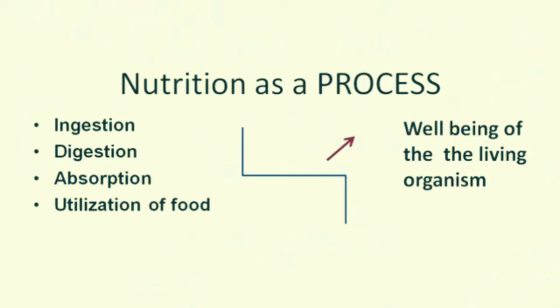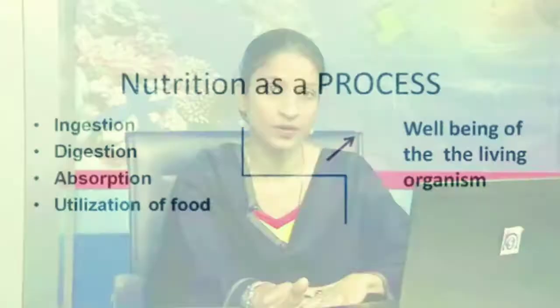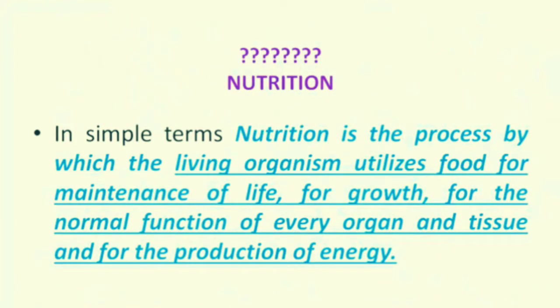Nutrition is a process because it involves multiple steps such as ingestion of the food, digestion of the food, absorption of the food, and utilization of the food for the well-being of the living organism. So learners, nutrition is both a science and a process, and it involves multiple processes through which the food undergoes. In simple terms, nutrition is a process by which a living organism utilizes food for its maintenance of life, for growth, and for the normal function of every organ and tissue.